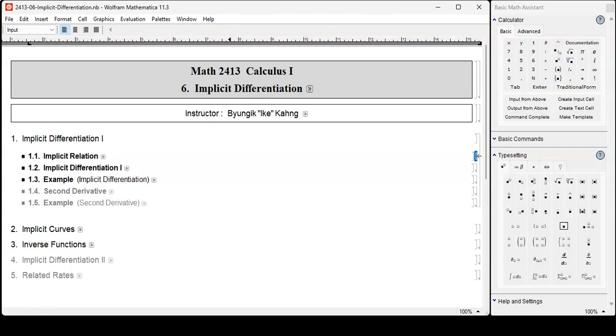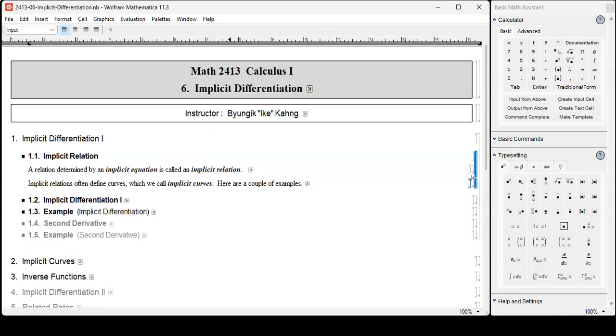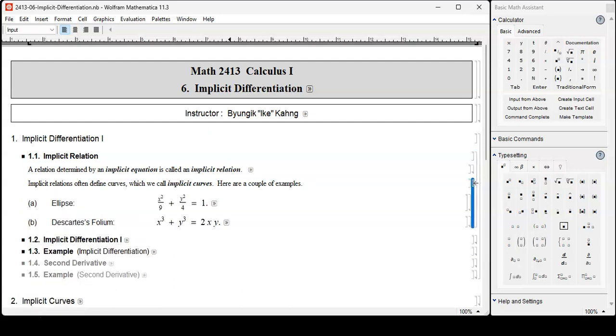What is it? Does anybody recall what an implicit relation is? Anyone? Nobody? How about a relation then? What is a relation? Do you recall that? We went through that in college algebra or even before. A relation is a subset of a Cartesian product. Remember that? Any subset will do.